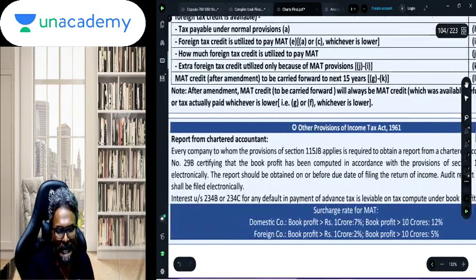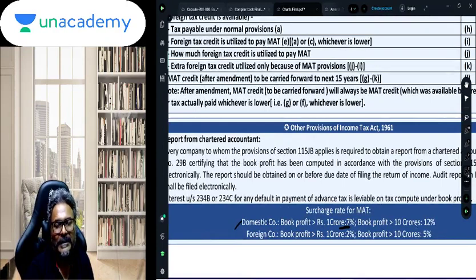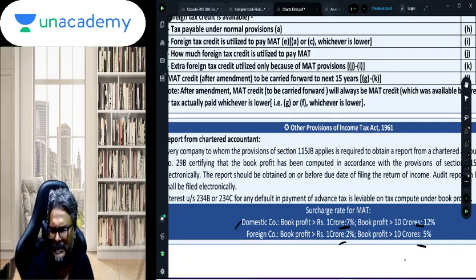So students, this is the surcharge rate for the MAT. For a domestic company, as you all know, more than 1 crore it is 7%, more than 10 crores it is 12%. For a foreign company it is 2% and 5%: more than 1 crore it is 2%, and for more than 10 crores it is 5%. I'm repeating this point again to all of you students: be careful herein.